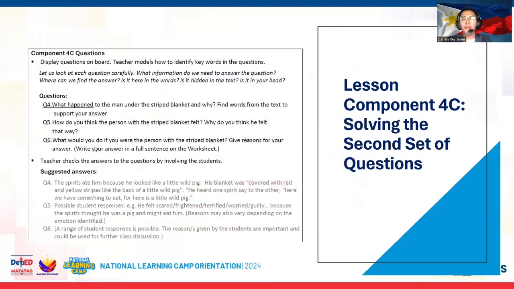So here is the sample lesson plan under component 4C. So as you can see, the kind of questions that we have here require the learners to use their critical thinking skills. And then at the same time, there is a suggested answer.